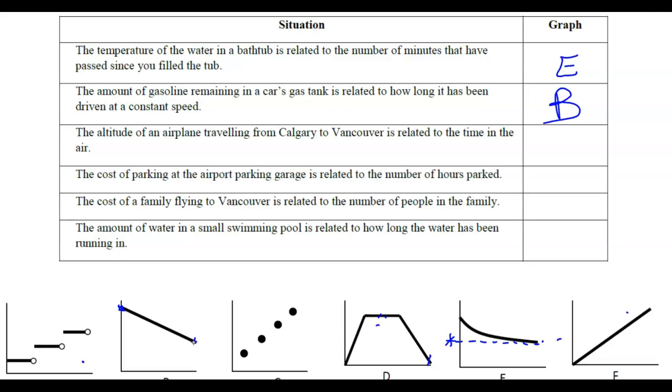Altitude of an airplane traveling from Calgary to Vancouver is related to the time in the air. Okay, so you've been on a plane. Some of these aren't specifically accurate, but think in general. So you take off, you go up in the air, and then, Avery, what were you doing here? Exactly. It levels out, and then it comes back down, so it's D.